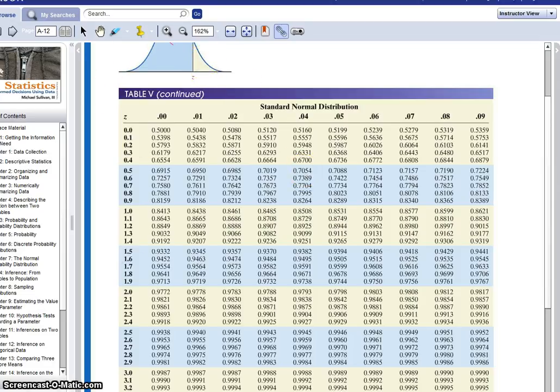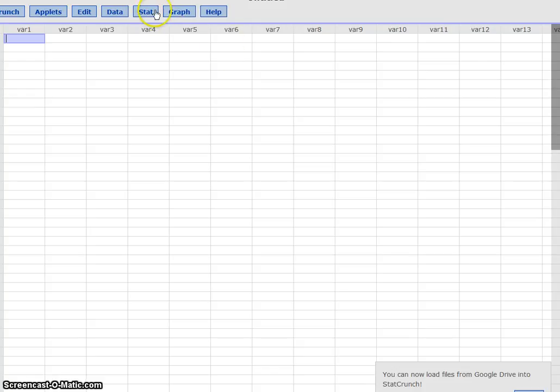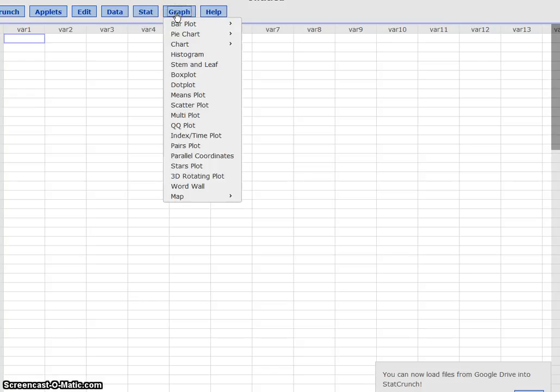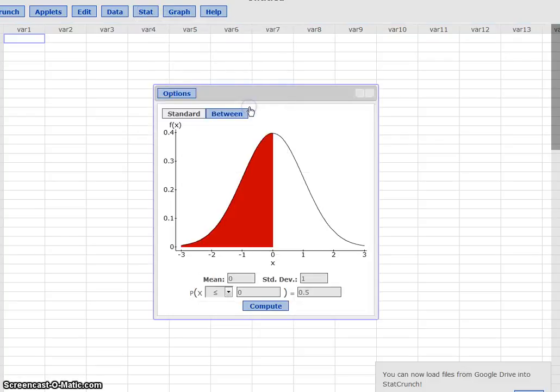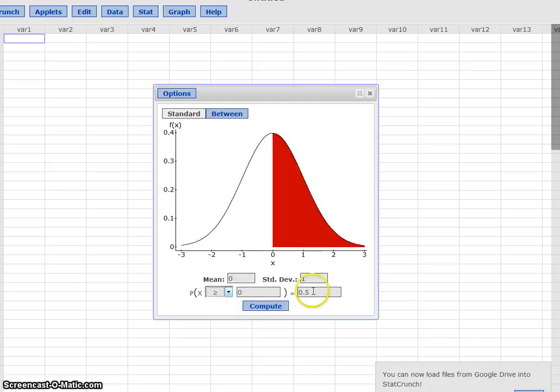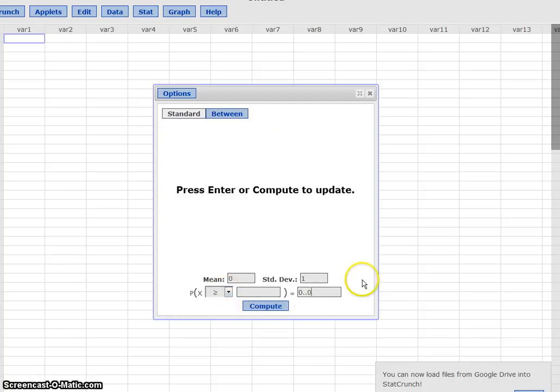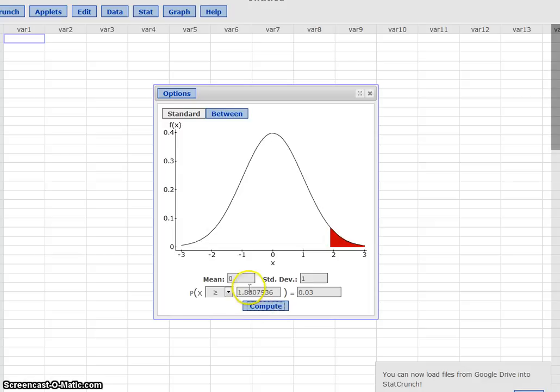Again, you can also use StatCrunch for something like that. So if you just go to stat calculators and go to normal distribution, again, you want to find the z value such that the probability of x is greater than or equal to that value, so you could set this equal to 0.03 and ask the calculator to compute your z value there. And if you do that, you can see you get basically the same thing, a value of about 1.88. So you can either do it using the table or you can use StatCrunch.